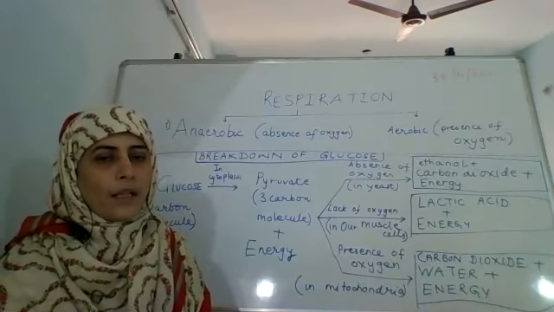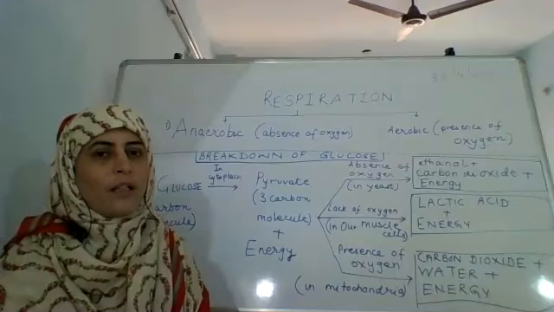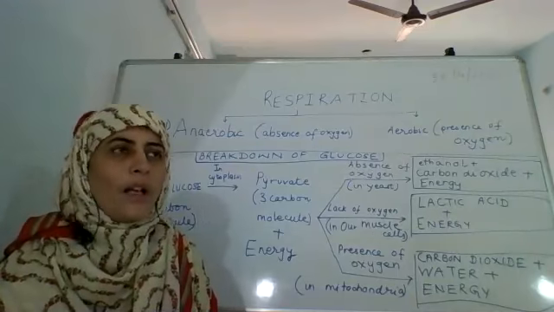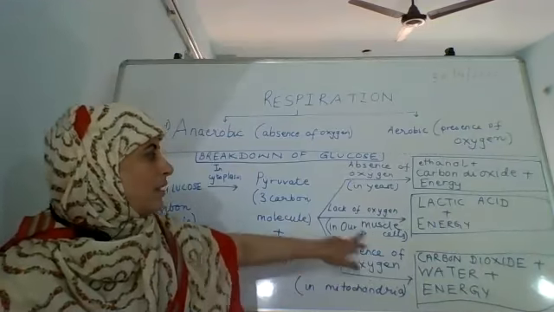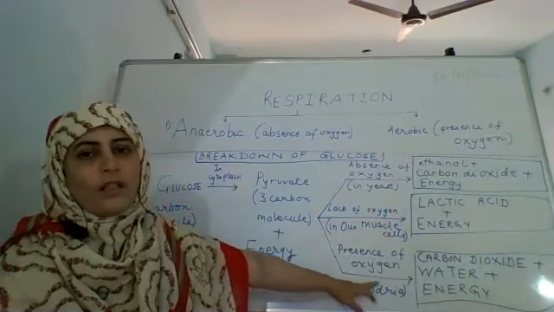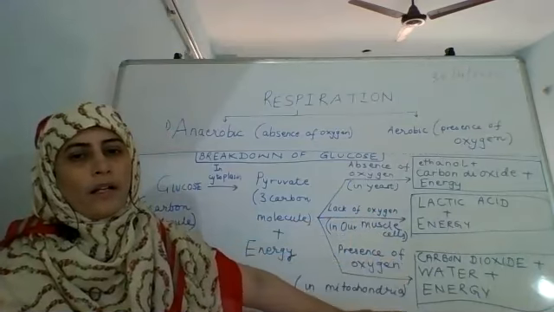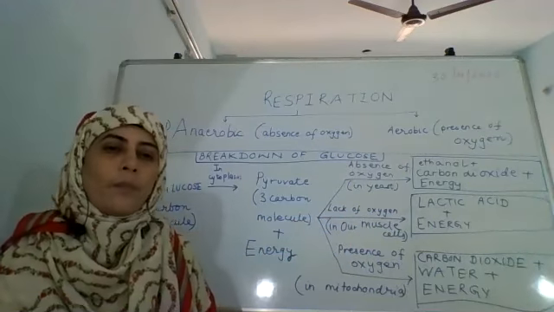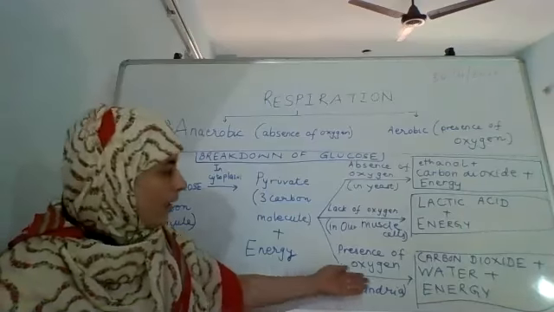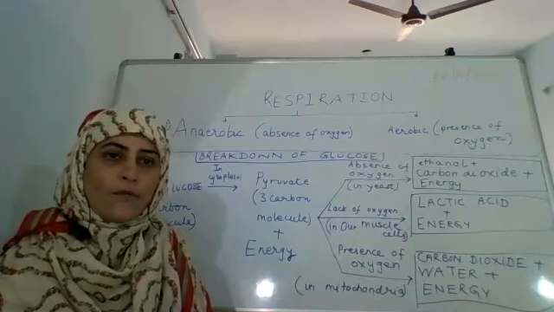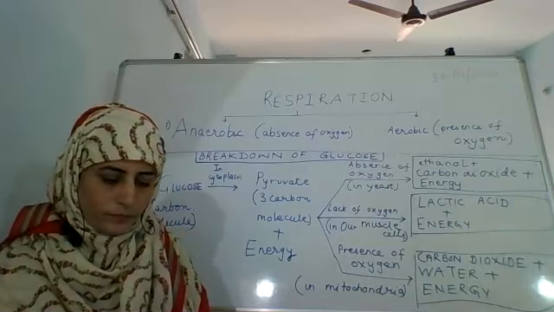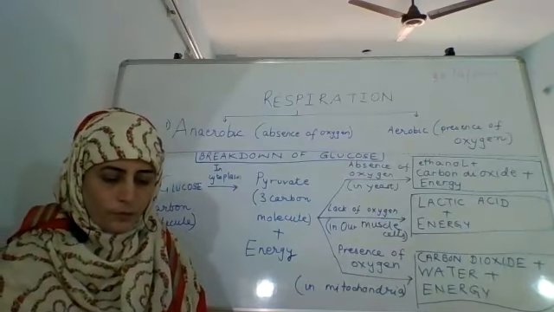And there are three ways in which it could be done: in the absence of oxygen at all, in the lack of oxygen, and in the presence of oxygen. There could be a lack of oxygen in the muscle cells. At that time it makes lactic acid and energy, and in the presence of oxygen, it makes carbon dioxide, water, and energy. This is how the process of respiration takes place. That is, the release of energy from the assimilated food inside the body is called respiration. Clear to all of you?